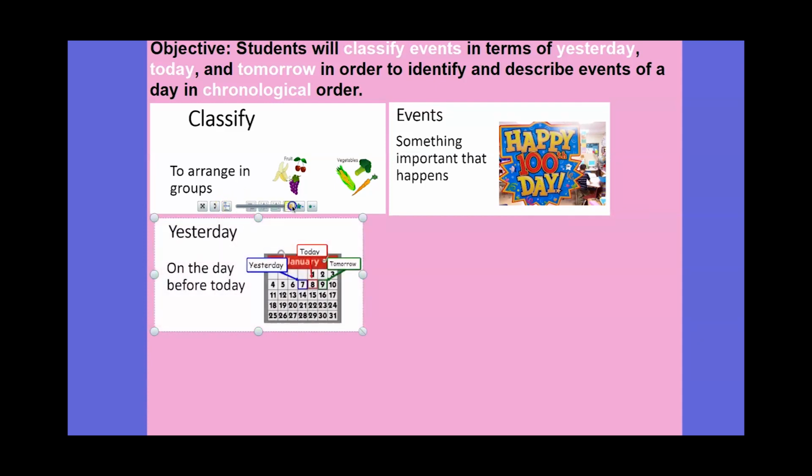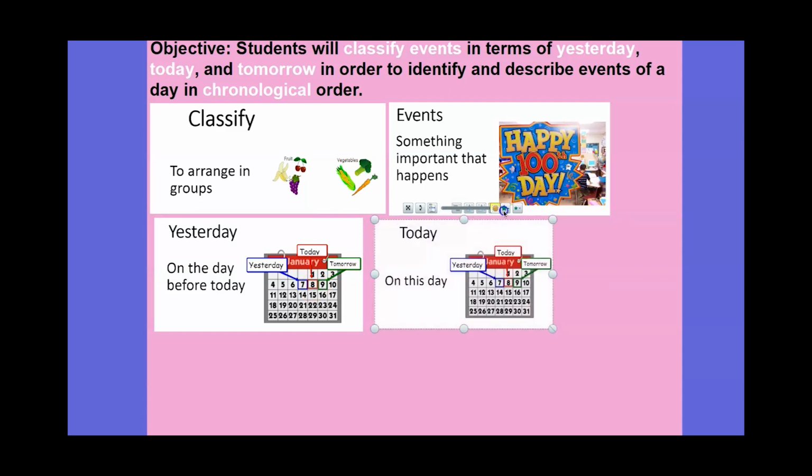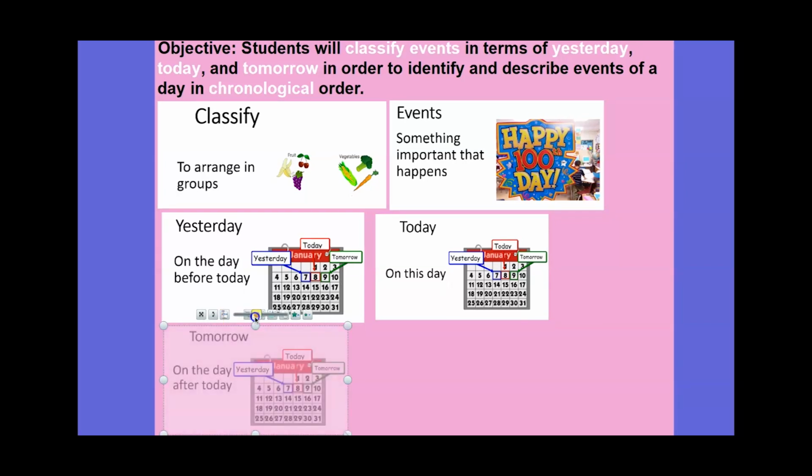Next, we're going to look at yesterday. Yesterday is the day before today. So when I look at a calendar, I can see that yesterday on this calendar was the 7th, if today is the 8th. So today means on this day. So I can see using the same calendar, it comes after yesterday. Tomorrow is the day after today. And I can see here's yesterday, today, and tomorrow.